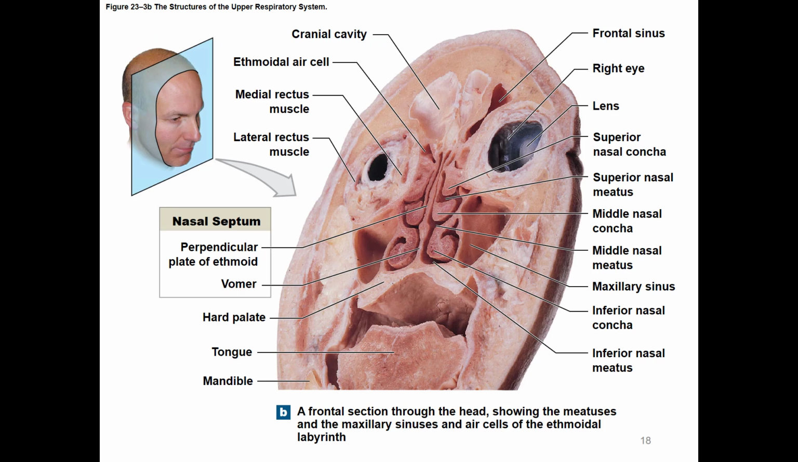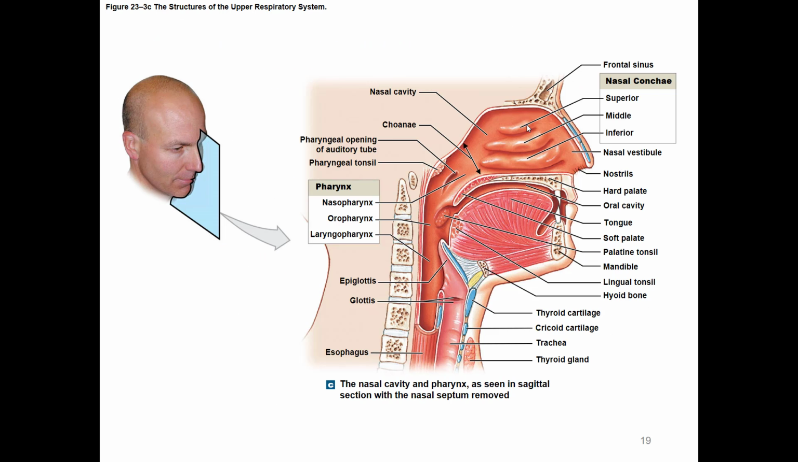Okay, so looking here, as air comes in, it goes through the nostrils and the vestibule. We're passing into the large nasal cavity. And you can see these three things here. This is the superior, middle, and inferior meatus on one side of the nasal septum. Of course, you'd have another set on the other side.